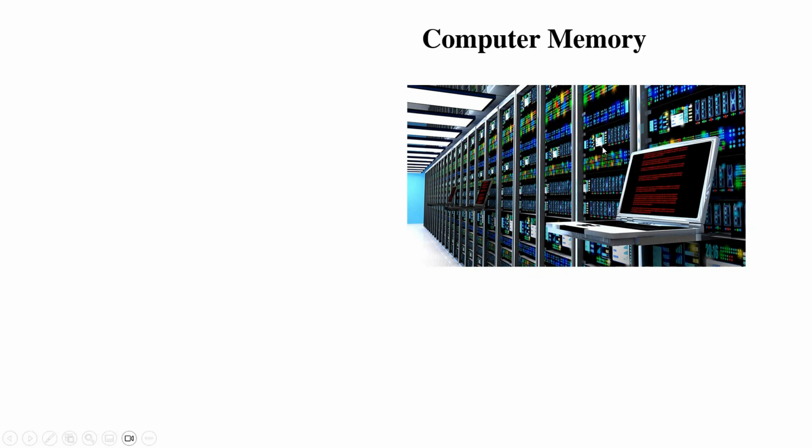How does a computer retain the data given to it? What types of memory does a computer have? I believe if I say them, you know them. We have the random access memory, that is the RAM, and we have the read-only memory, the ROM. These are the memories of a computer that we have, so I'll discuss them.